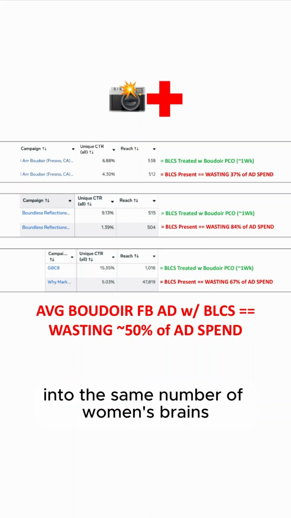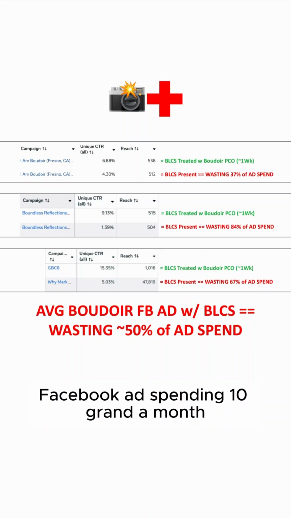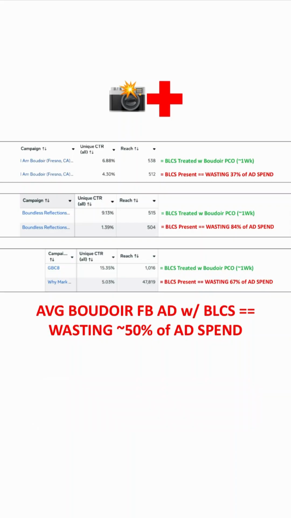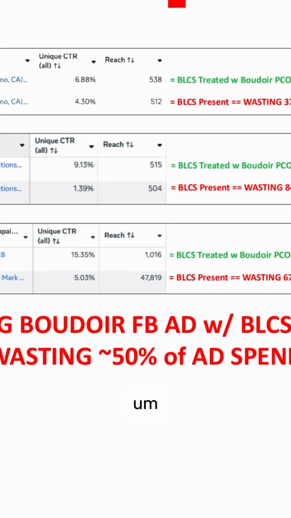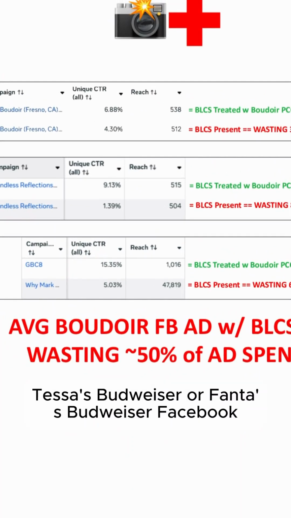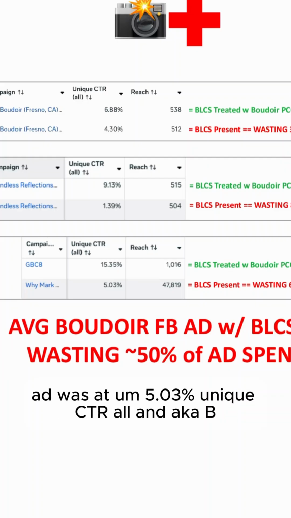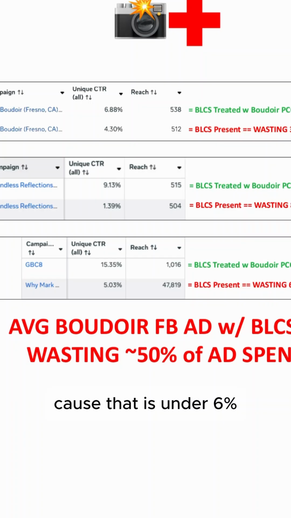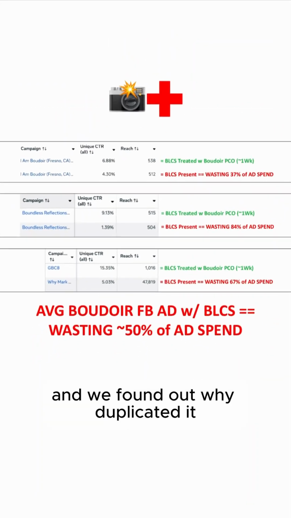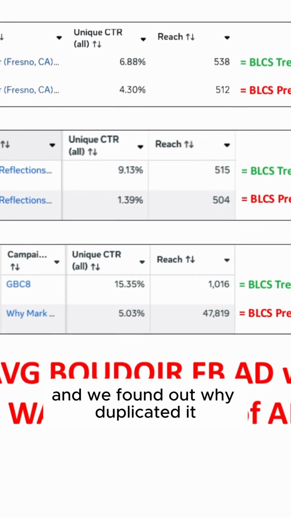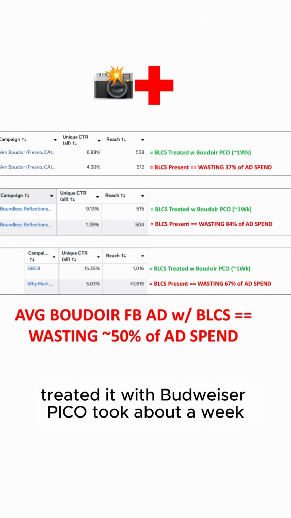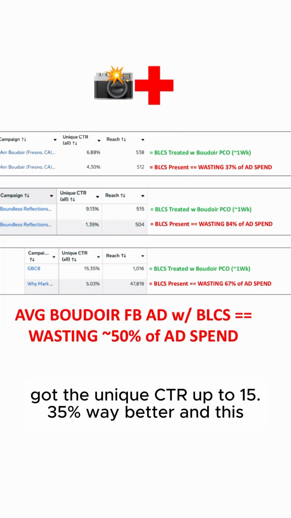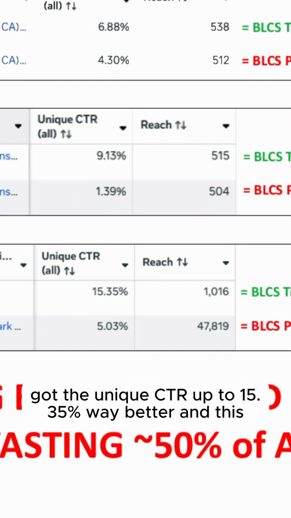We're getting our ad into the same number of women's brains as the original Boudoir Facebook ad, spending 10 grand a month. Finally, had a patient test his Boudoir Facebook ad, and found out it was at 5.03% unique CTR, aka BLCS was present, because that is under 6%. I duplicated it, treated it with Boudoir Pico, and it took about a week to get the unique CTR up to 15.35%, way better.